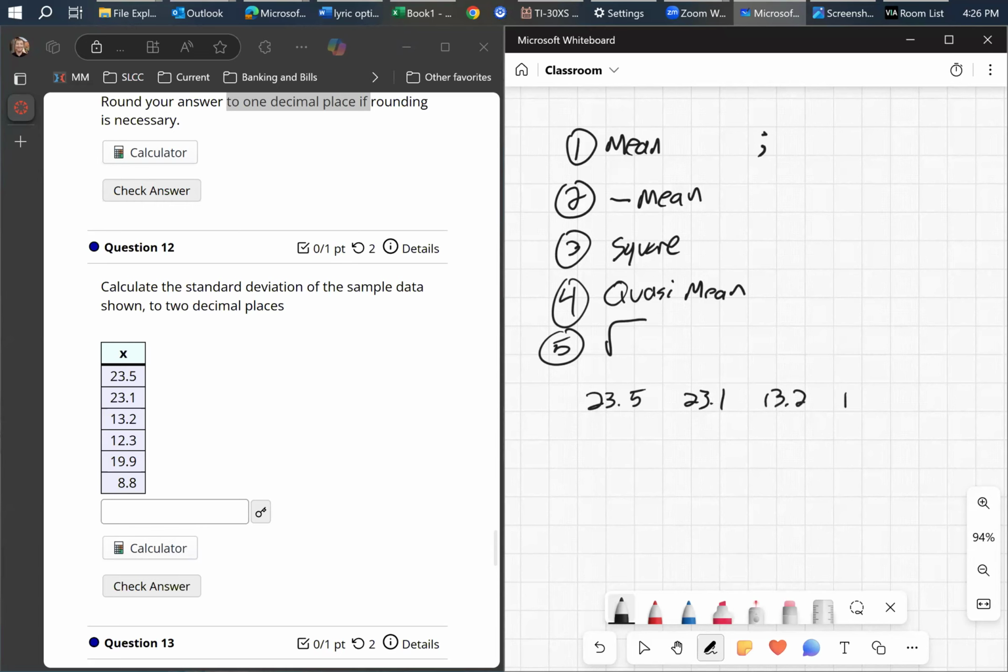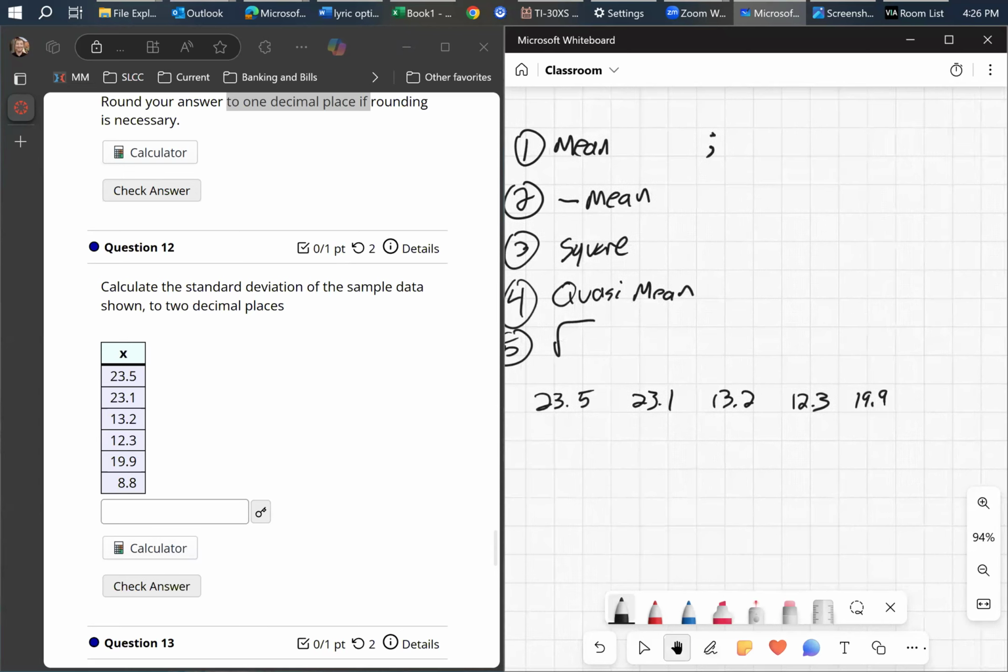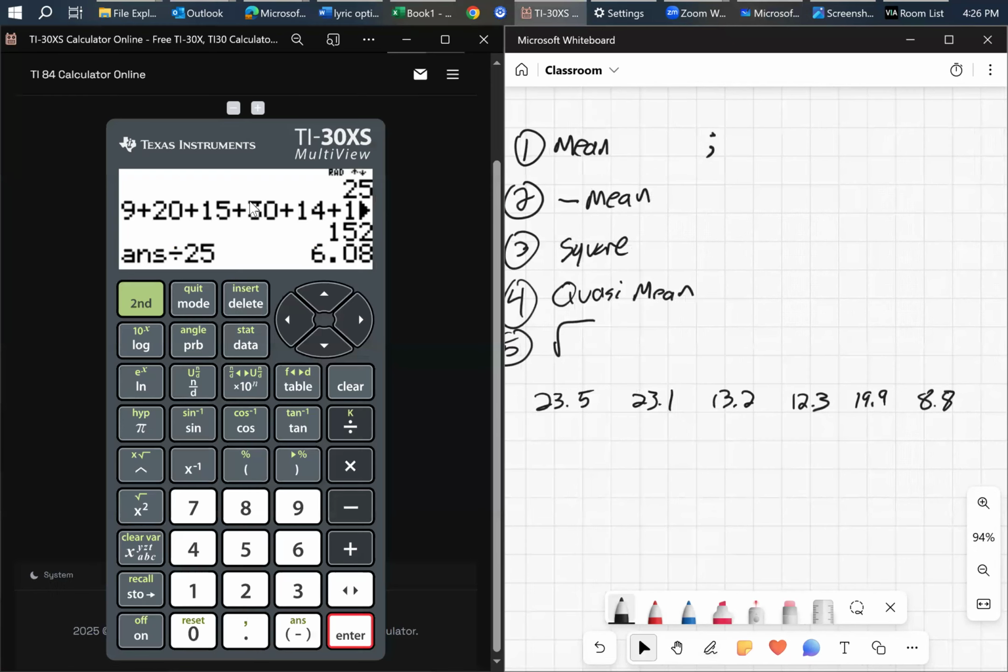I do want them horizontal, or I just copy paste like I did before. This works better. Okay, so we're going after the mean first. So we need to add these up.